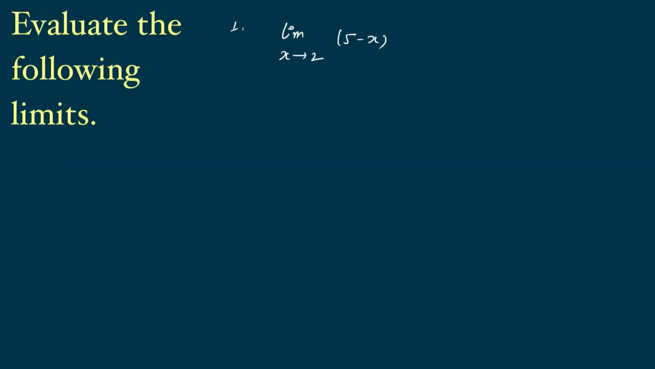Okay, evaluate the following limits. Number 1, the question is limit x tends to 2 of 5 minus x. Here we can put directly the value of x as 2, because if we put the value of x as 2, we will get a definite value. So we get 5 minus 2, so our answer will be 3.